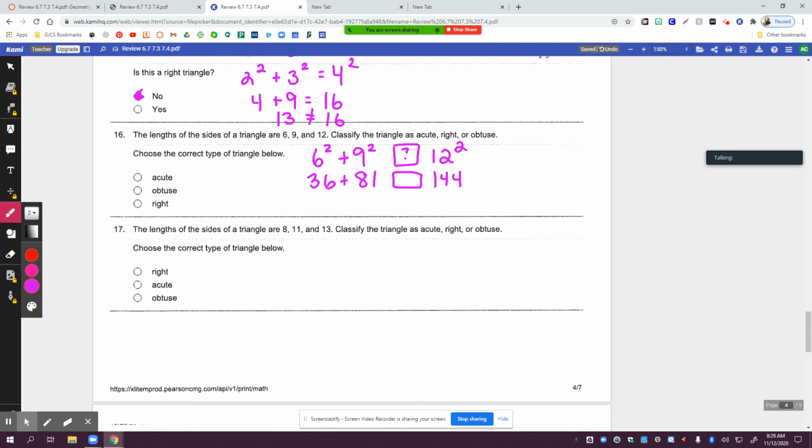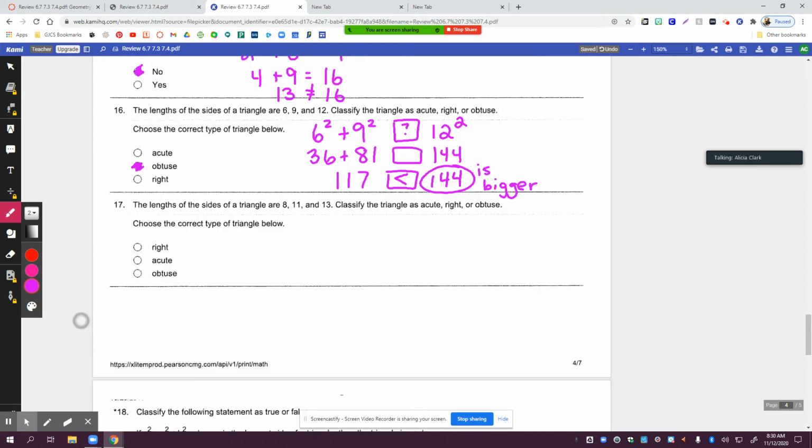So 36 plus 81 gives me 117. If I compare that to 144, 117 is smaller. Anytime that c squared is bigger, you want the bigger triangle. So you want obtuse. When the hypotenuse side is bigger, you want the bigger angle, which is obtuse because that's bigger than 90. So look at the right side, 144. It's greater than 117. Anytime that side's bigger, we're going with the obtuse triangle.